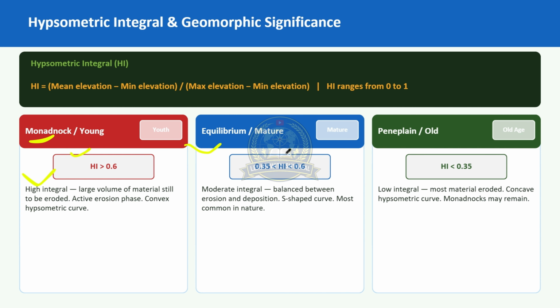Equilibrium and mature stage: 0.35 less than hypsometric integral less than 0.6. Moderate integral, balance between erosion and deposition, S-shaped curve, most common in nature. Peneplain and old age: hypsometric integral is less than 0.35. Low integral, most material eroded, concave hypsometric curve, monadnocks may remain.